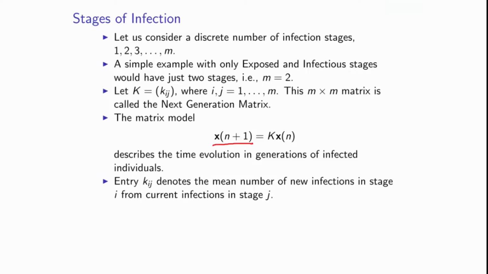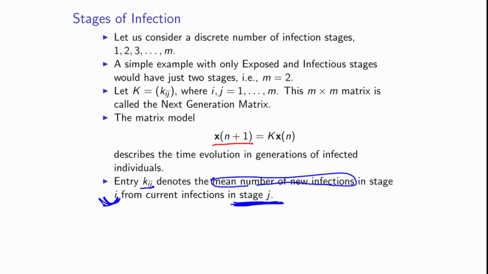We can approximate that process with a simple matrix model that we basically know everything there is to know about this model. Here the entries of the next generation matrix denote the average number of new infections. Every entry on row I, column J, denotes the average number of new infections in stage I from infections that originated from stage J.